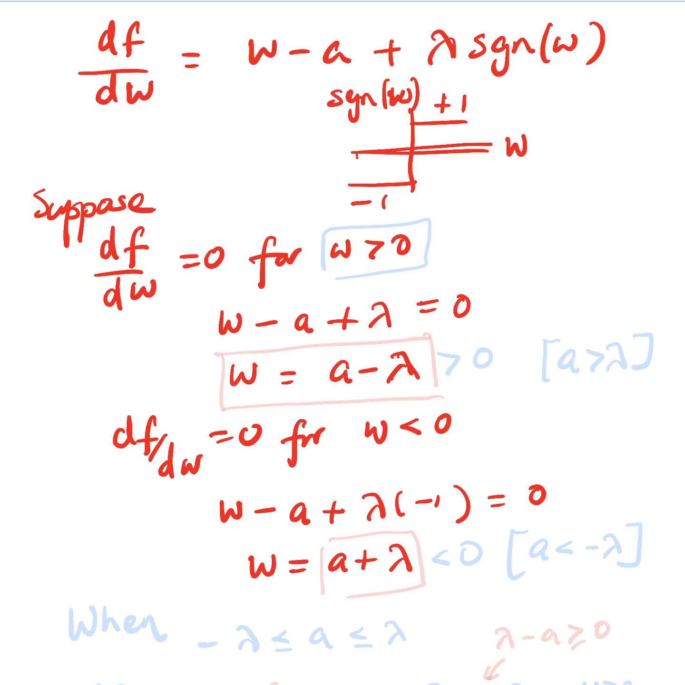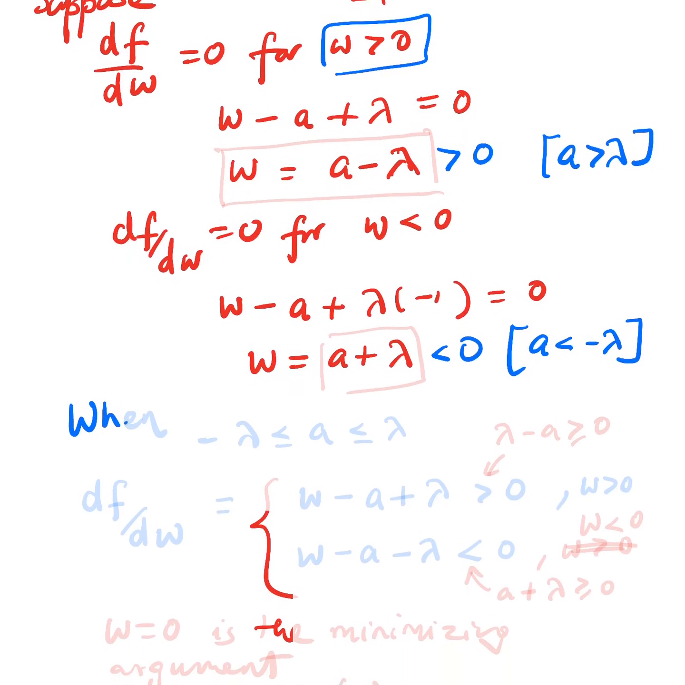So let me go back to these two conditions. I had assumed that w is bigger than 0 in the first case, so this happens only when a minus lambda is positive, so this happens when a is bigger than lambda. In the second case, I assumed that w is less than 0, so this happens when a is less than minus lambda, right? So what happens in the middle, when a is between plus lambda and minus lambda?